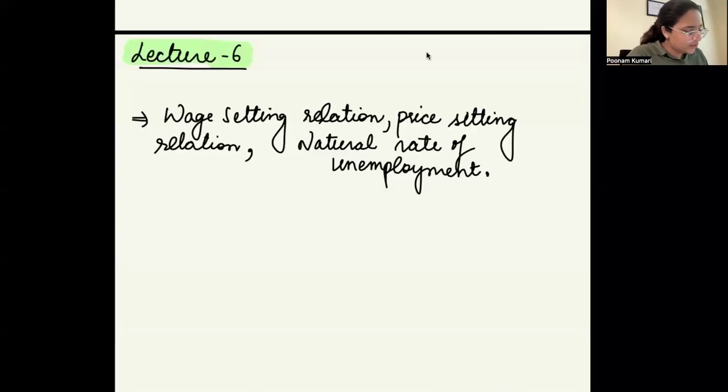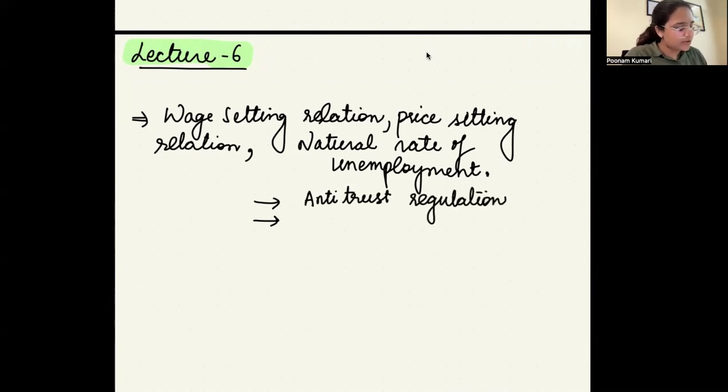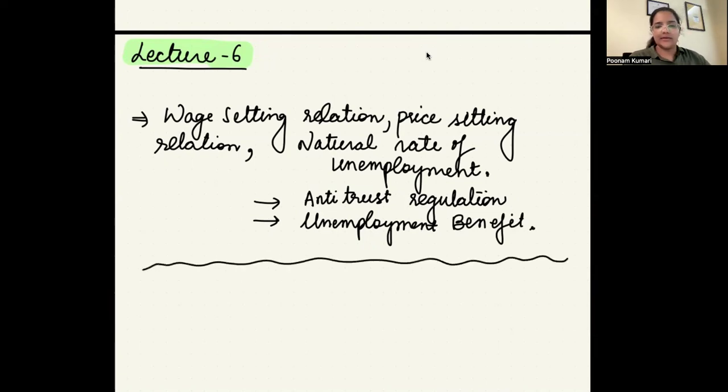Then we understood two different cases of how the natural rate of unemployment can change. We talked about loose antitrust regulation as one example. We also asked what happens if unemployment benefits are given, and how that impacts the natural rate of unemployment. This is what we discussed so far.